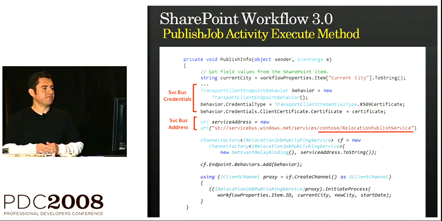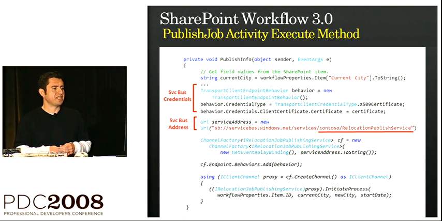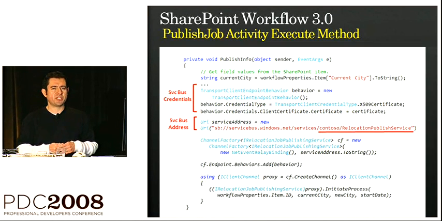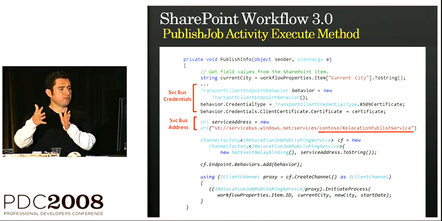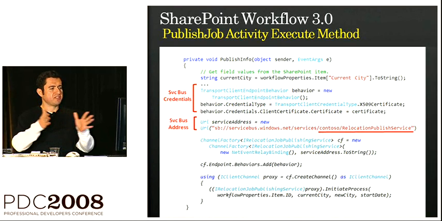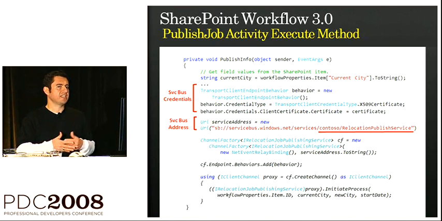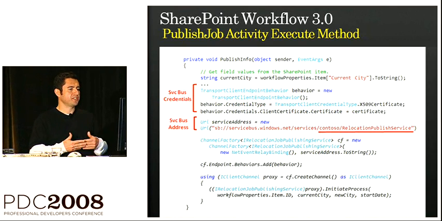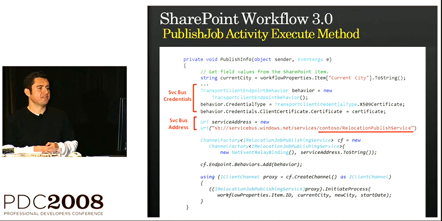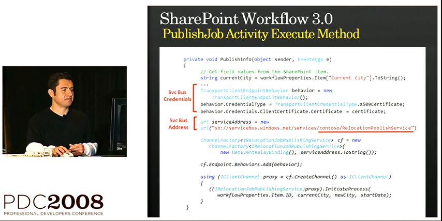The next thing I must do is specify an address. This is like any good WCF programming. I have to specify an address, and the first half of that address is predefined for me by the service bus. It's up until the point where we see Contoso. That is the name of our solution. So this URI is essentially partitioned. Everything after Contoso is entirely up to me to determine how I want to partition that hierarchy. So here we've chosen something simple that just says relocation published service.